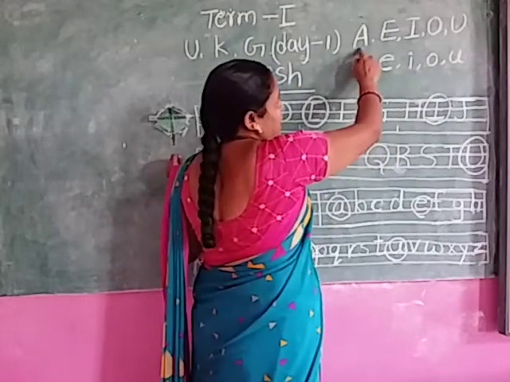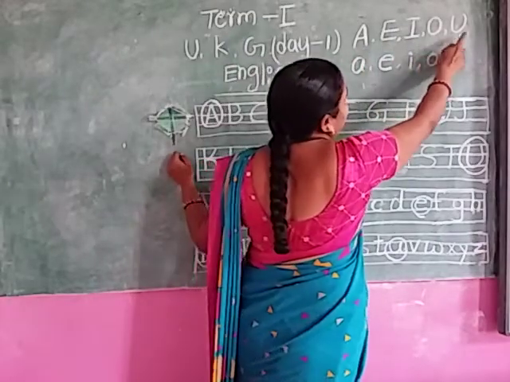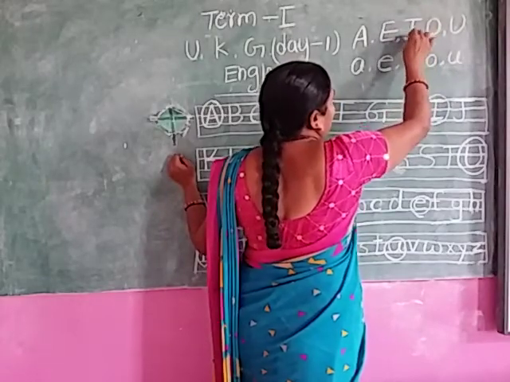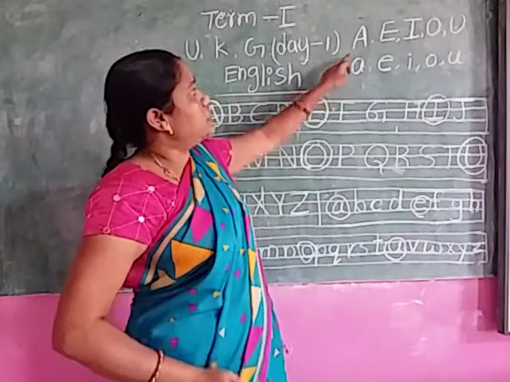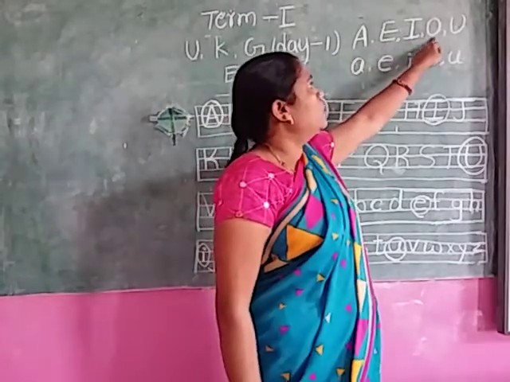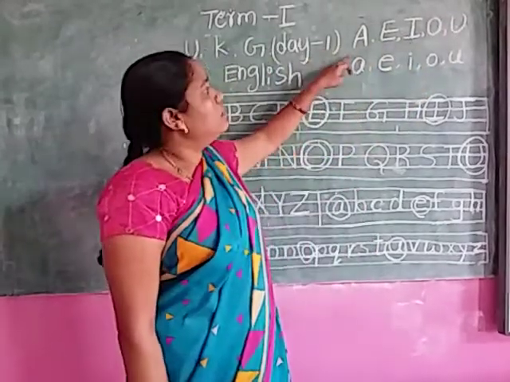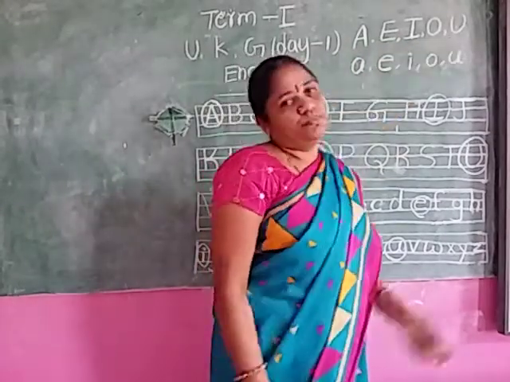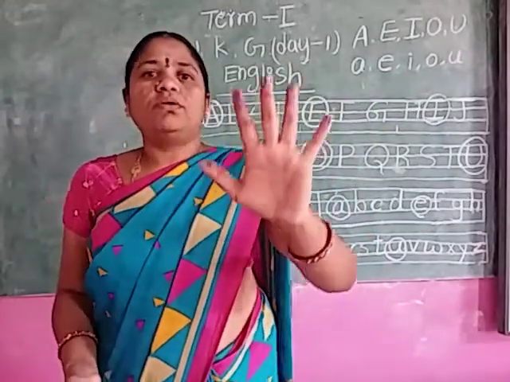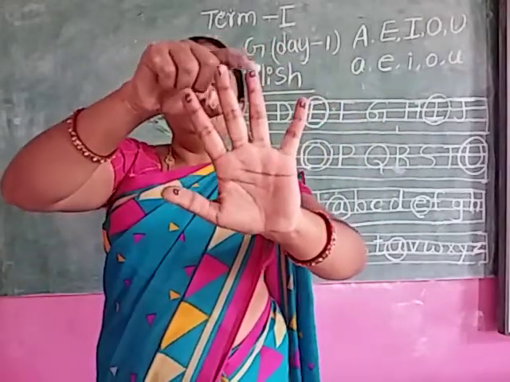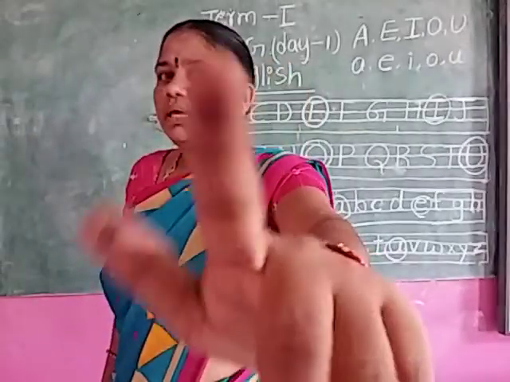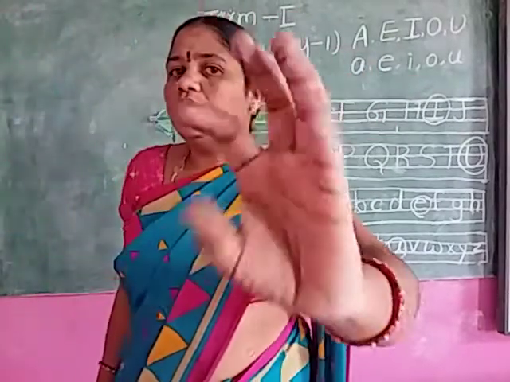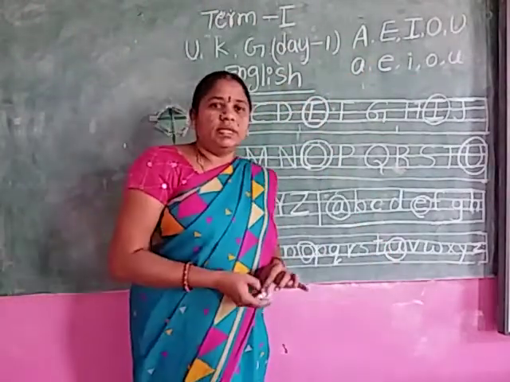See, A, E, I, O, U. These are the vowels. What are these? Vowels. A, E, I, O, U. How many vowels are there? Five. 1, 2, 3, 4, 5. See, A, E, I, O, U. What are these? Vowels.